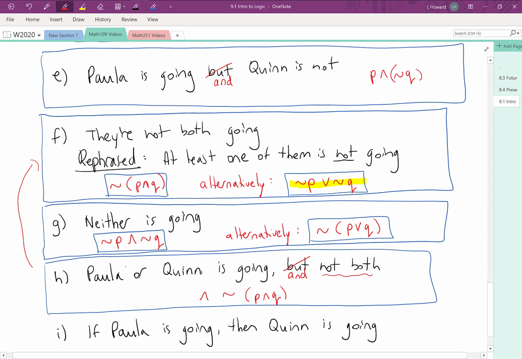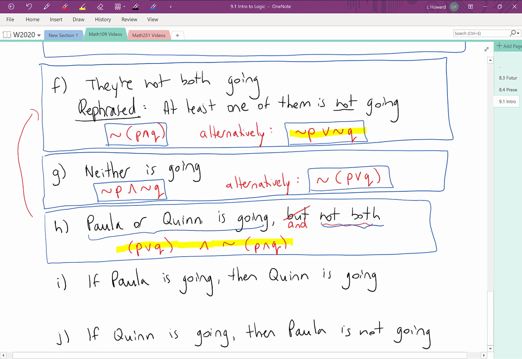And then the first part of the compound statement is saying Paula or Quinn is going. So I would say that as P or Q. P or Q, and not both of them. So this one is really a skill testing question. That's probably the hardest out of the 10 statements that we're going to do, just because it relies on a few things that we've done before. So I've broken that up into Paula or Quinn is going and not both. So Paula or Quinn is going and not both of them is how you would write that.